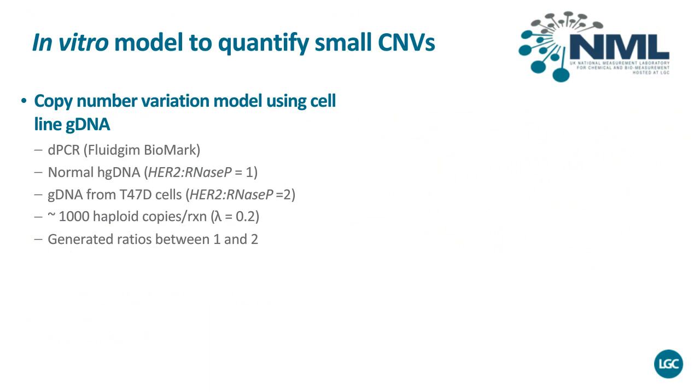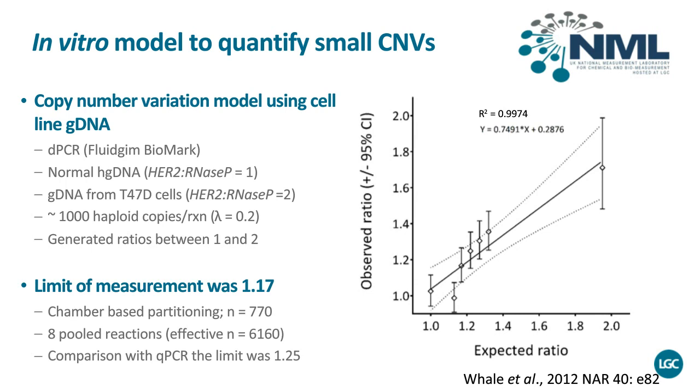So in order to start testing out what we could measure with digital PCR, we developed a copy number variation using a cell line genomic DNA. And this was back in the 2012 paper, where we generated different ratios and measured them with digital PCR. And we found that our limit was about 1.17. This was using the Fluidigm, where the reaction partitioning is very low. It's about 770. We used 8-pooled reactions, so we had an effective partition number of 6,160.